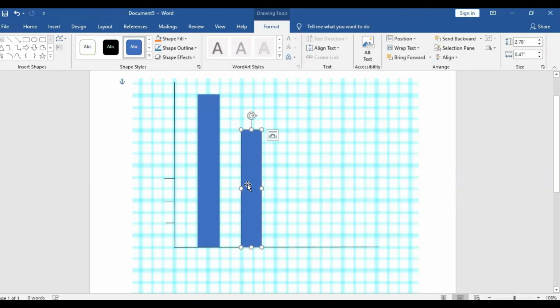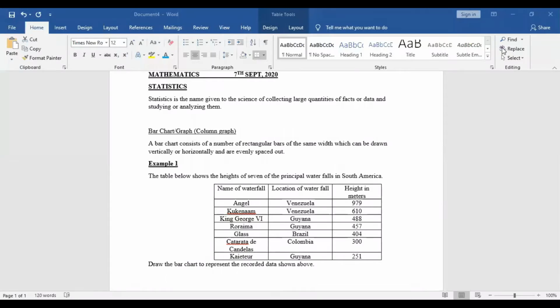All right? So you're going to continue it. I'm going to give you a few minutes to go ahead and complete this. Ensure that your bars are the same width, and there is equal space between the bars. So go ahead, complete it, let me know, and then we'll keep going. 5 minutes, I'm going to give you to complete this.